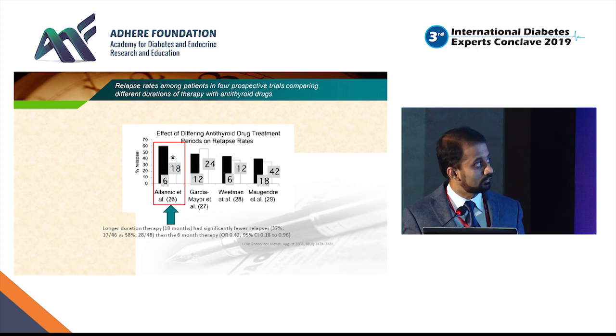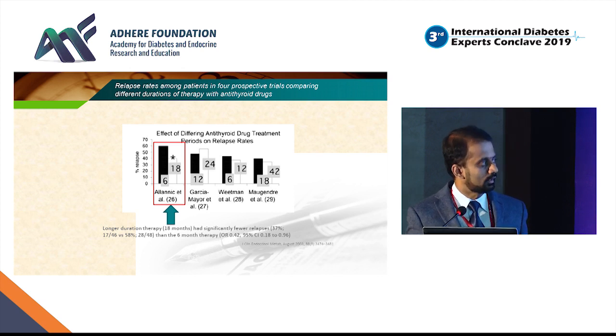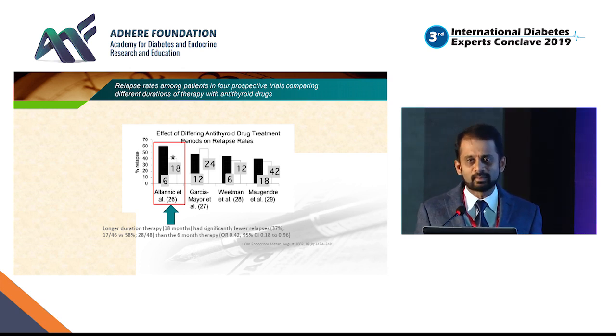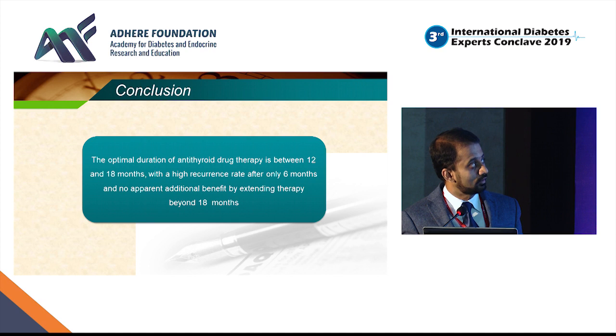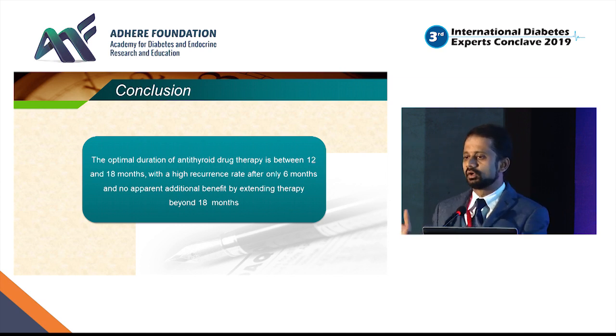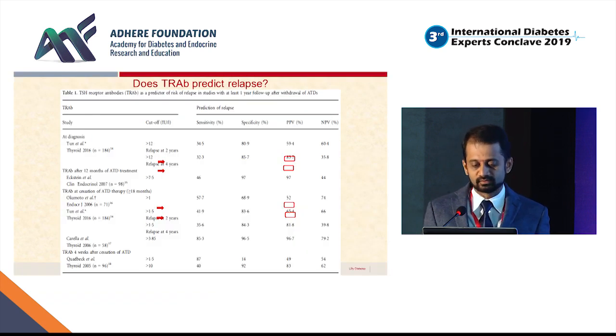The duration of 18 months seems to be a very reasonable time to treat, and with a longer duration of therapy significantly fewer relapses happen. With block and replace, the time duration doesn't matter, but the conclusion is that the optimal duration of antithyroid therapy is between 12 to 18 months, with a high recurrence rate only after 6 months, and no apparent additional benefit from extending therapy beyond 18 months. So when you have a patient in front of you, you need to discuss the possibility of potentially treating for 18 months, but a lot of people can get a remission before that. So 18 months is the duration.